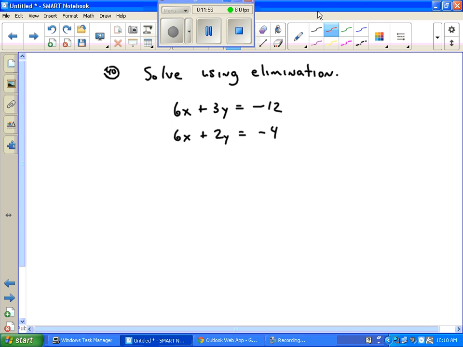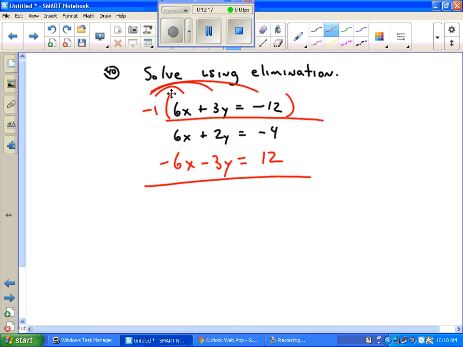And then finally, the last one says solve using the elimination. Elimination is definitely the easiest one for this one because you have 6x and 6x. You just got to make one of them negative. So if we take this first equation and we multiply it by -1, -1 times 6x gives us -6x. -1 times 3y is -3y. And -1 times -12, negative times a negative is a +12. Now we have those two equations.